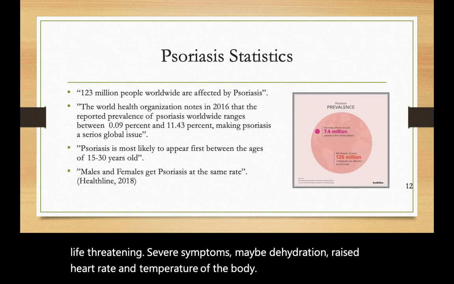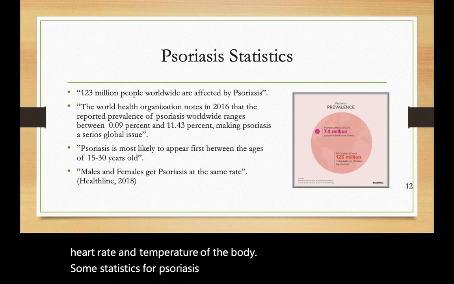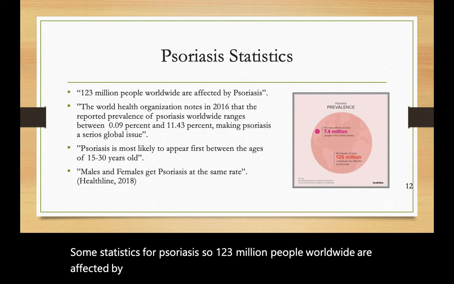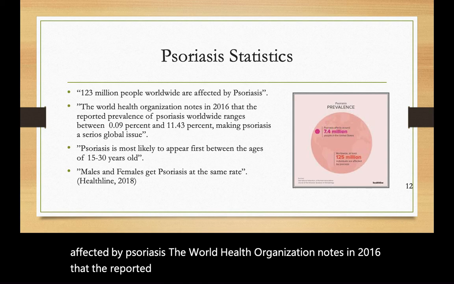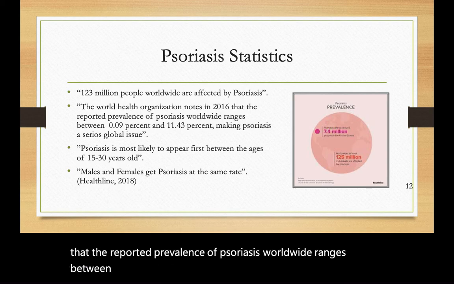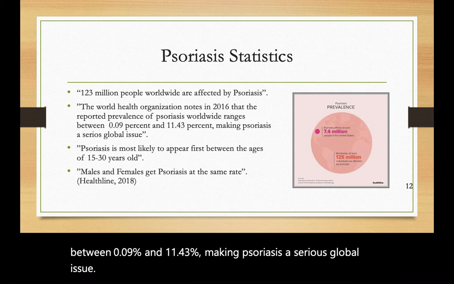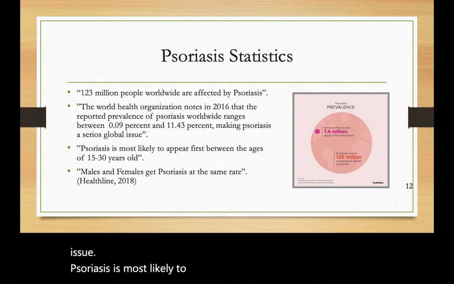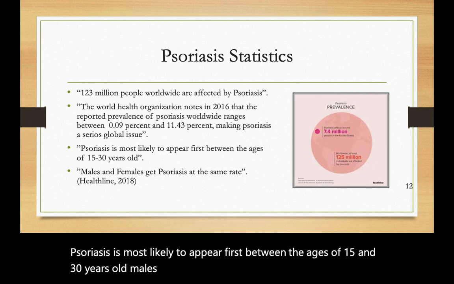Some statistics for psoriasis. So 123 million people worldwide are affected by psoriasis. The World Health Organization notes in 2016 that the reported prevalence of psoriasis worldwide ranges between 0.09% and 11.43%, making psoriasis a serious global issue. Psoriasis is most likely to appear first between the ages of 15 and 30 years old. Males and females get psoriasis at the same rate.